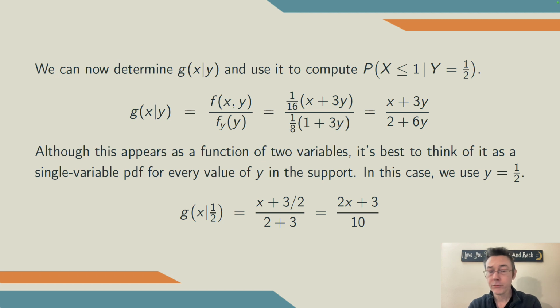Now, while that is a function of two variables, it's best to think of it as a single variable PDF for every single y value in the support. So when we say g of x given y, we are expecting y to be some fixed number. In this case, it's going to be y equals 1/2, and so our conditional probability density function is (2x plus 3) over 10.